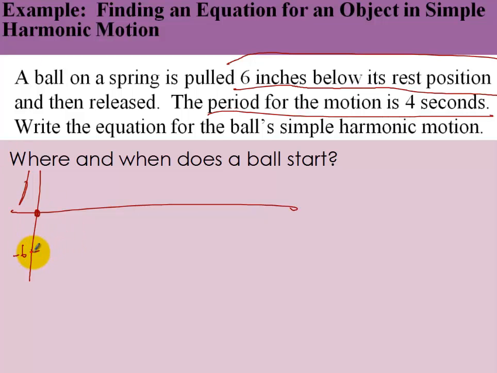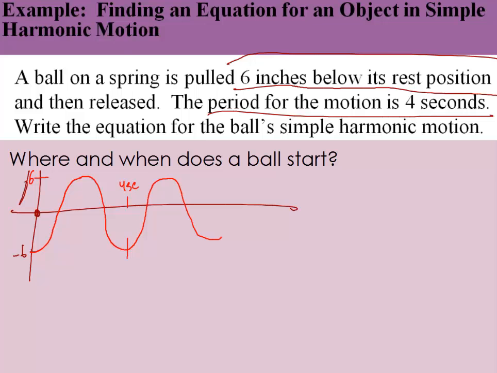And what's going to happen is that over time it's going to start springing back up. This is simple motion. It's going to go up to positive 6, and then it's going to bounce back down, and the ball on a spring is going to bounce back up. And you're going to have this kind of shape. Well, the period of one motion is going to be 4 seconds. This is going to be at 4 seconds.